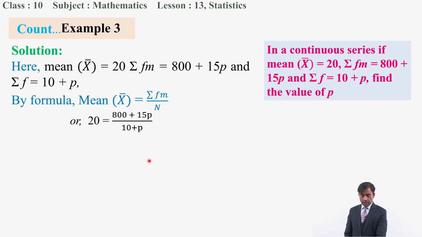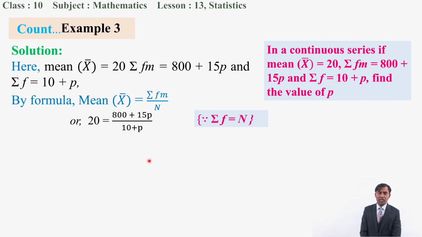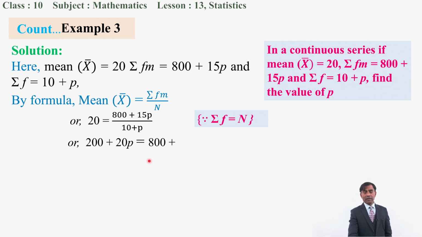Let's multiply, means cross multiplication. Now do the cross multiplication. Yes. So we know here it is mentioned n is not given. Why have we written 10 plus p in place of n? Because summation of f is called n. Now after cross multiplication, 20 multiplied by 10 is 200 plus 20 multiplied by p, 20p. This is equal to 800 plus 15p.